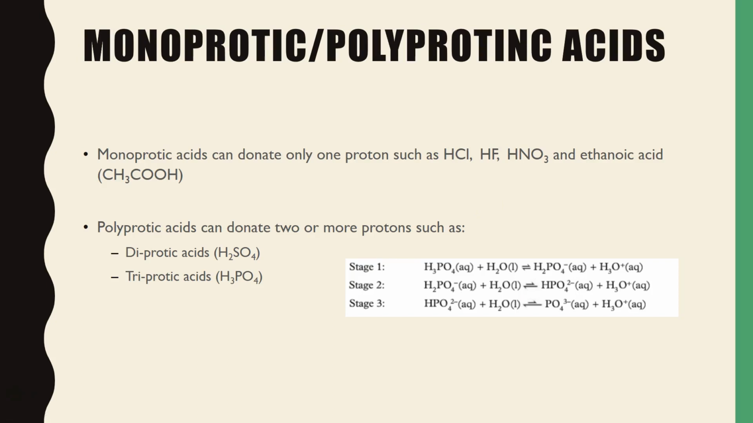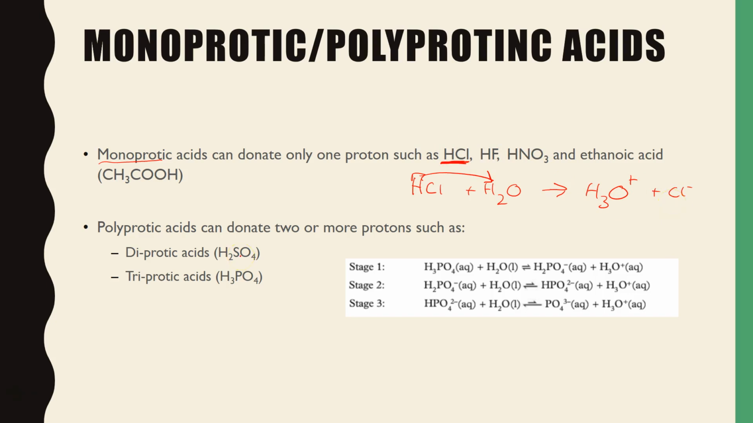When we describe acids, we describe them as being monoprotic or polyprotic. Monoprotic refers to that particular acid being able to donate only one proton. So hydrochloric acid added with water can only donate one proton to the water. That proton will move to the water, become H3O+, and we have Cl-. Similarly with HF, hydrofluoric acid, and nitric acid, they can only donate one proton to the water molecule, to make hydronium ions and chloride ions, in this case, or fluoride ions, or nitrate ions.